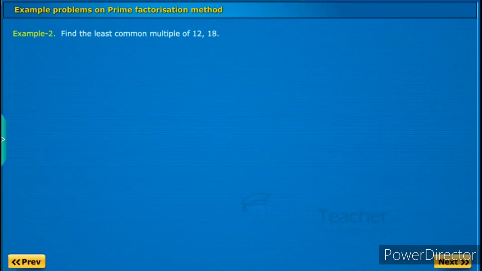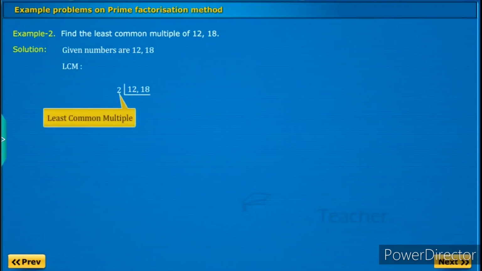Find the least common multiple of 12 and 18. To find the least common multiple of the given numbers, consider the number 12 among the given numbers. It can be written as the product of 2 and so on. The number 18 can be written as multiples of 2. The number 6 is further expressed as a factor of 2, keeping the other number unchanged.